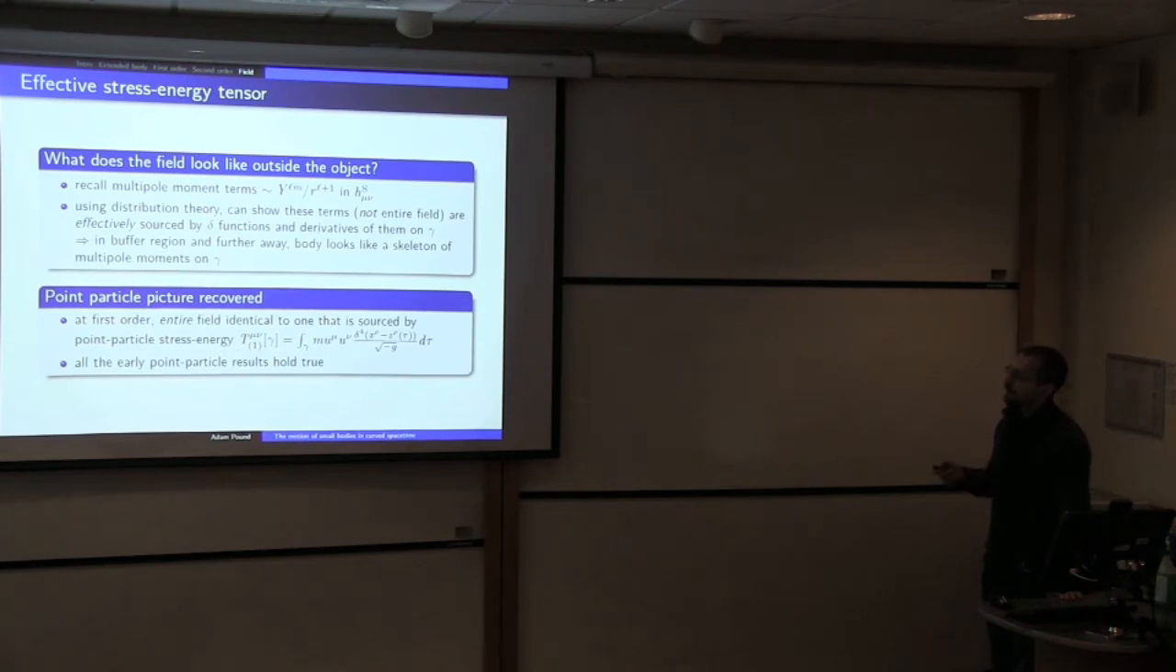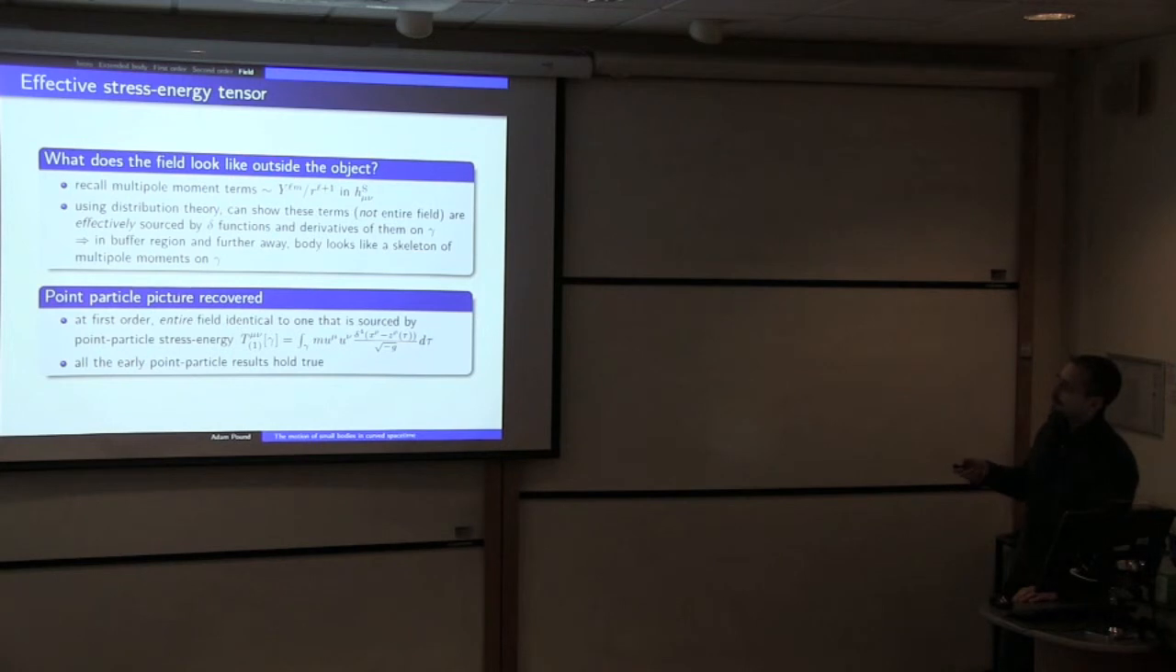Now let me, before wrapping up, just mention how I do recover the point particle picture that I talked about right at the beginning. If you're sitting outside the object, what does the field look like? So recall that I had multipole moments, or terms that are defining multipole moments look like this, 1 over r to the l plus 1. These are appearing in the self field. Using basic distribution theory, you can show that these terms, so the fields that are made up of terms like this, not the entire nonlinear field, but just these fields, are identically equal to fields that are sourced by delta functions or derivatives of delta functions on the world line.